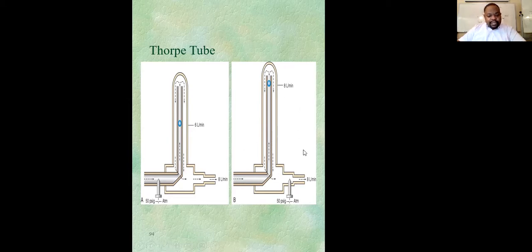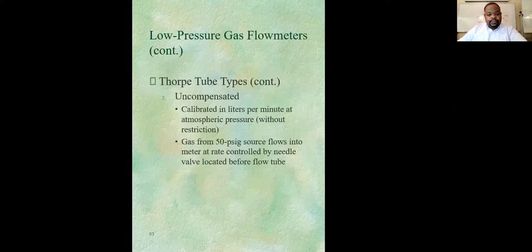Good. B will be the one that is compensated because the needle valve is distal to the float. That means after the float. So going from left to right, the needle valve is after the float. So this will be considered to be a compensated Thorpe tube. This one here, the needle valve is proximal to the float. So that means it is not compensated. Okay.